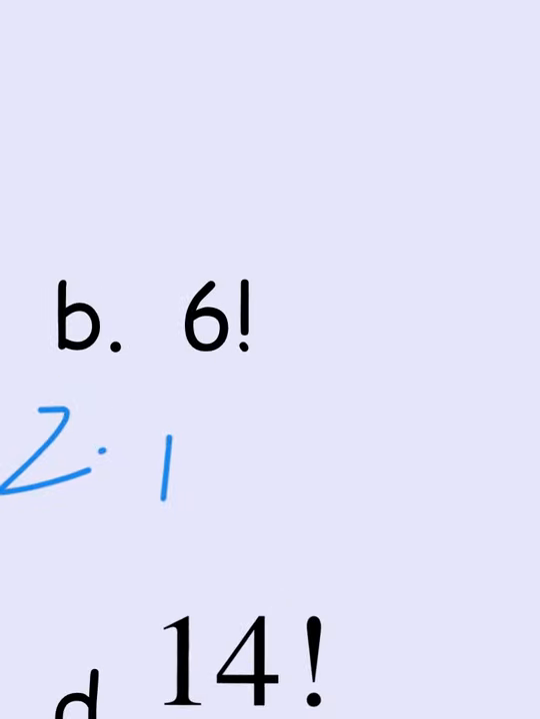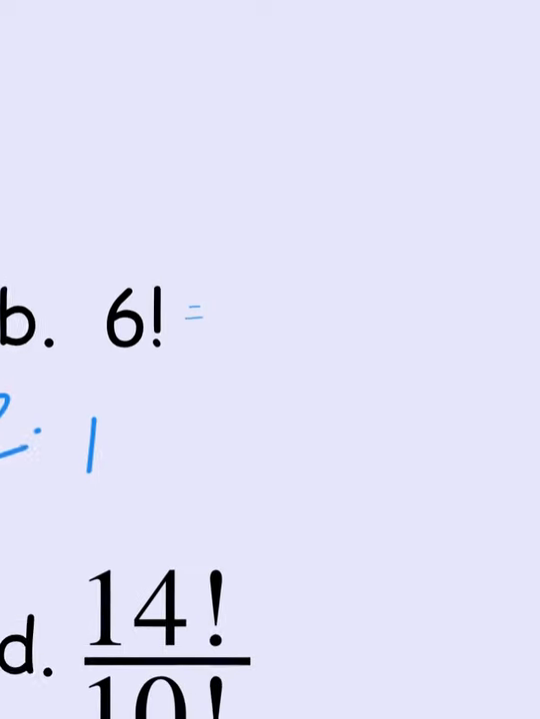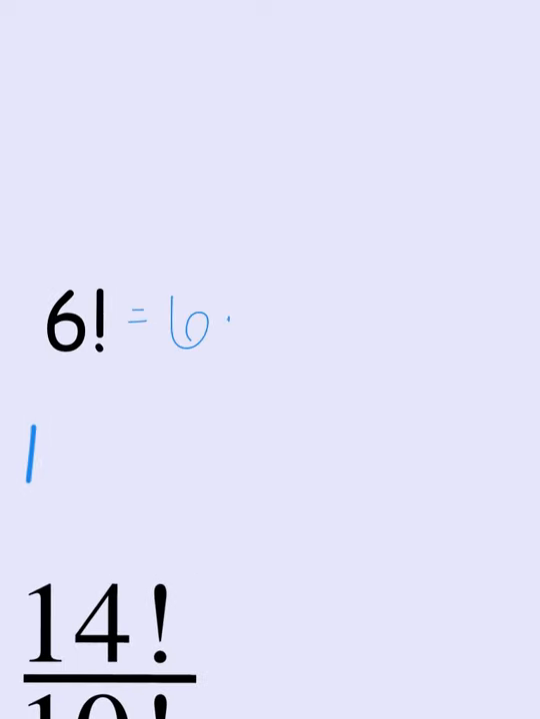So 6 factorial, we could write it out: 6 times 5 times 4, all the way down to 1. Or if we plug it in Desmos, I'm going to try and do it like this. It's not letting me do it. 6 factorial is 720. 6 times 5 times 4 times 3 times 2 times 1.